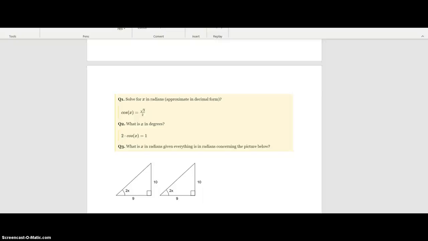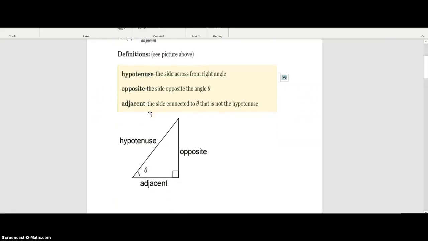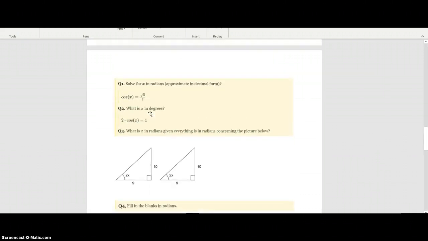Alright, so in this video I'm just going to show how to go through these problems. I'm not going to go through and actually approximate them. I'm just kind of going to show you how to get started on these. So let's look at the first one right here.